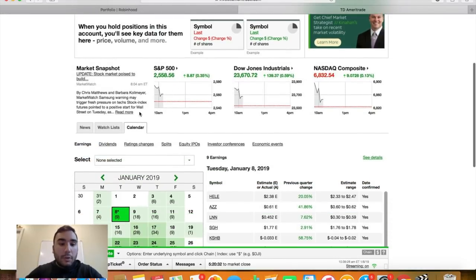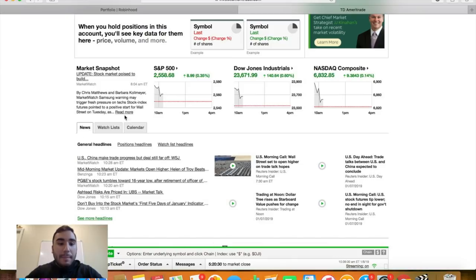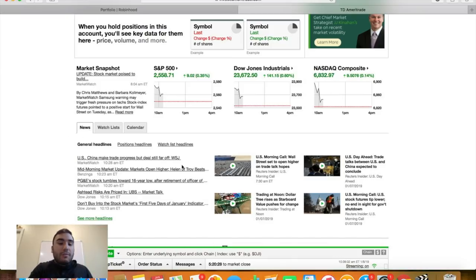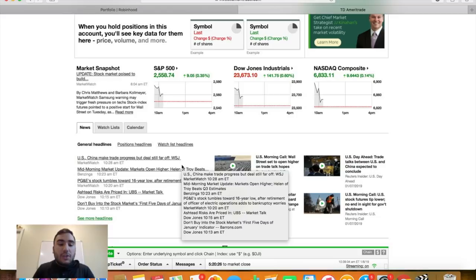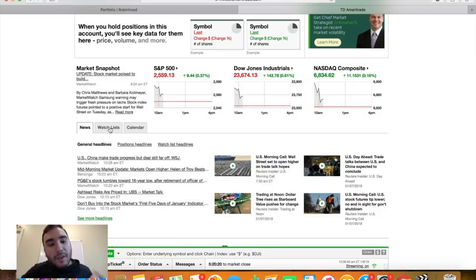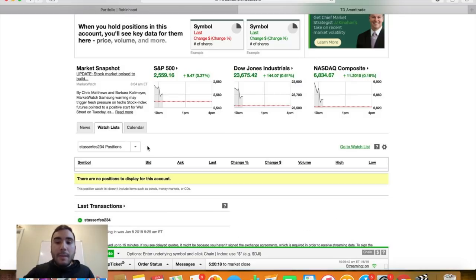If we go down a little bit, you'll have a news tab here, which you'll see, just like Robinhood, some top news that's going on in the economy, the stock market in general, earnings reports, things like that. If you go to this watch list tab, you'll be able to add stocks onto your watch list, stocks that you're interested in either investing in, ones that you're already invested in, and ones that you just want to keep an eye on over the long term.